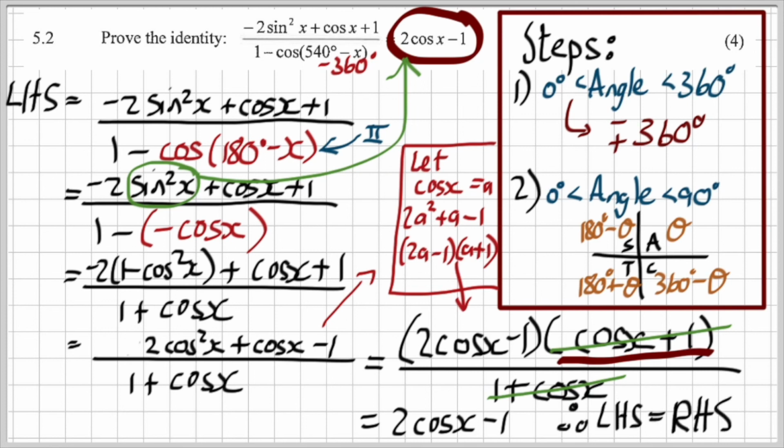Oh my goodness, is maths this easy? Can it be this simple? Yes, it can, but it starts with the first two steps. Get my angles between 0 and 360. Get my angles between 0 and 90. And then manipulate the living daylights out of the sum.